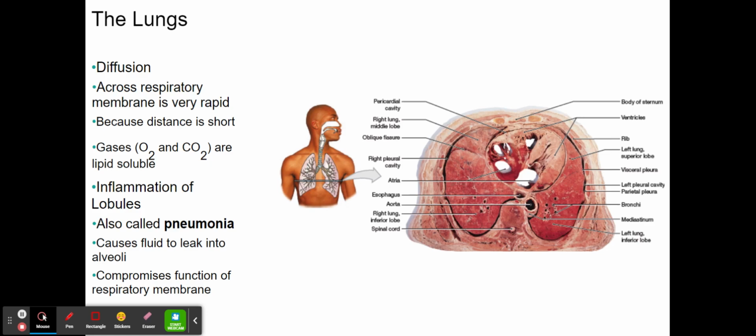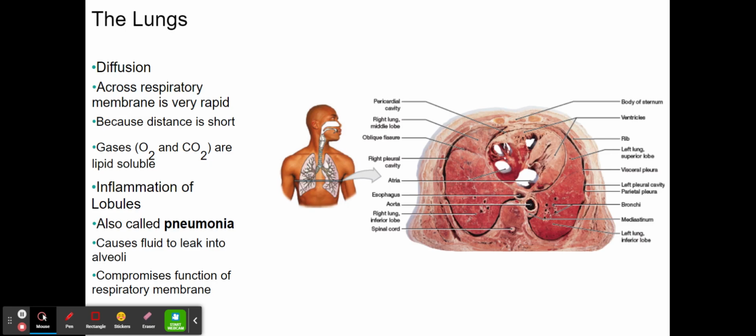Diffusion proceeds very rapidly across the respiratory membrane because the distance is short and both oxygen and carbon dioxide are small, lipid-soluble molecules. The plasma membranes of the epithelial and endothelial cells do not prevent oxygen and carbon dioxide from moving between blood and alveolar air.